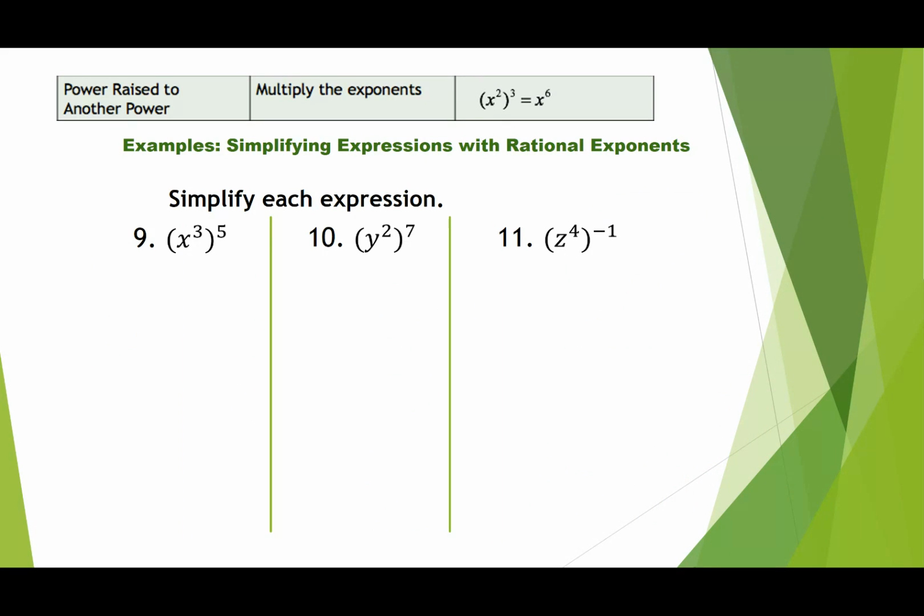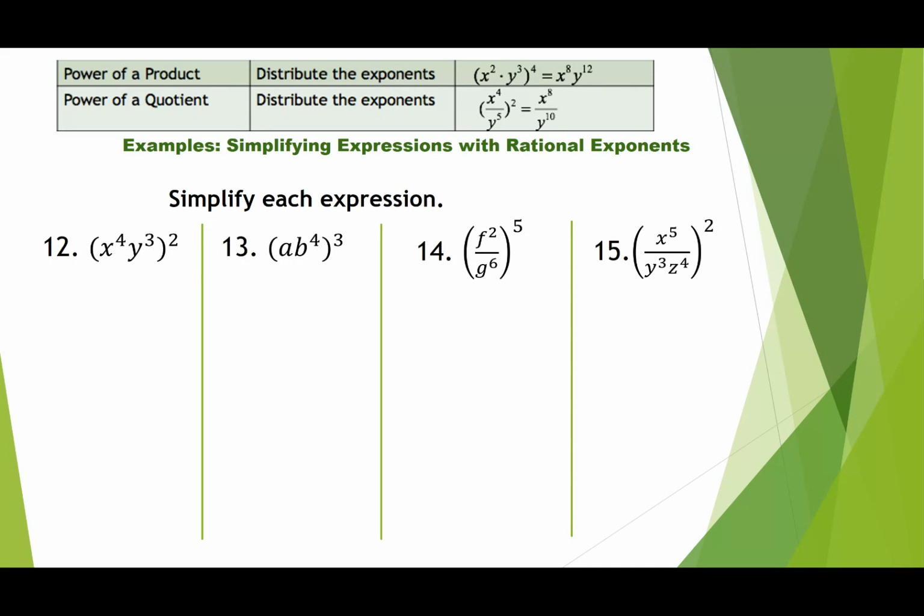So remember, when you have an exponent on an exponent, you just multiply them. So here we have x to the third to the fifth. That's going to be x to the 15th. This will be y to the 14th. And then this will be z to the negative 4 power. But remember, we don't want to leave a negative exponent there. We want to move that z to the denominator, where it'll be a positive exponent. So 1 over z to the positive 4 power.